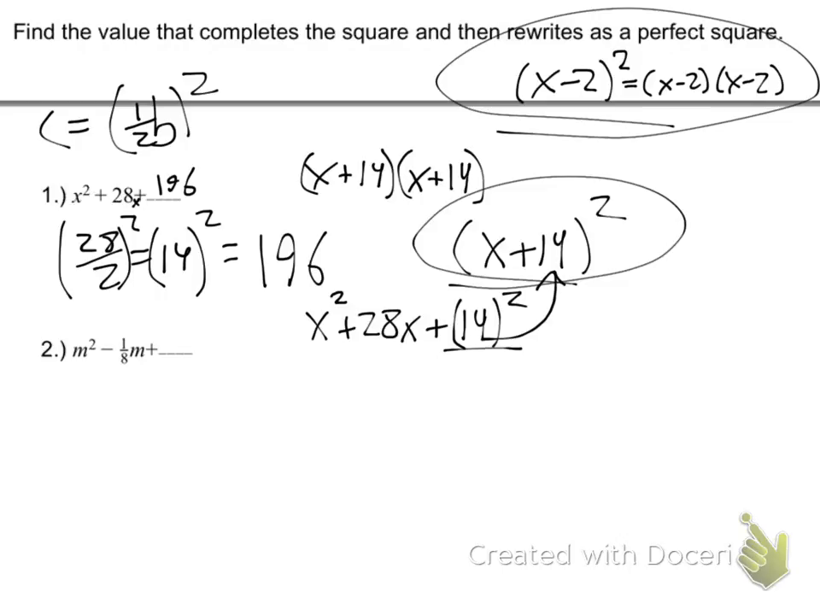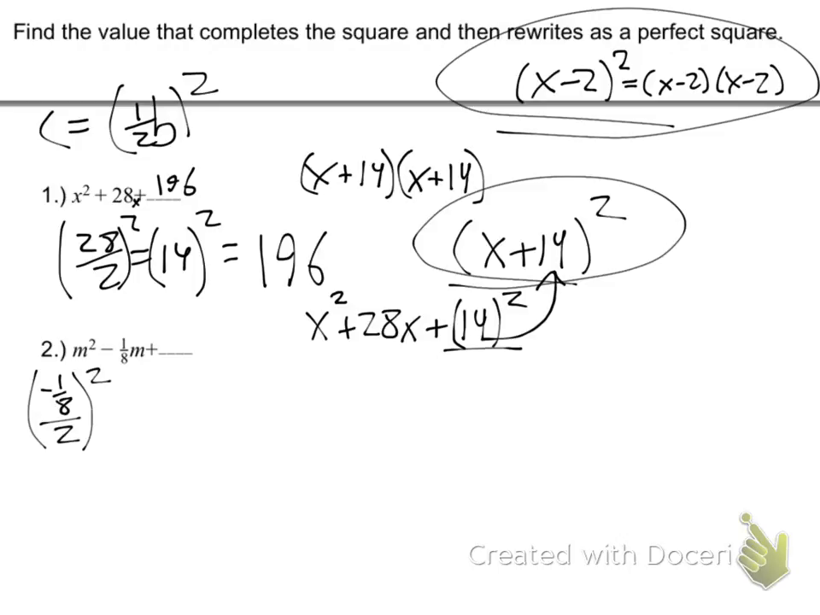m squared minus 1/8 m plus something. The reason I know that this is always going to be plus something is because I'm going to eventually square it, and if I square any real number, it always becomes positive. Now, what's b in this case? It's a negative 1/8. And now I've got to divide that by 2, right?